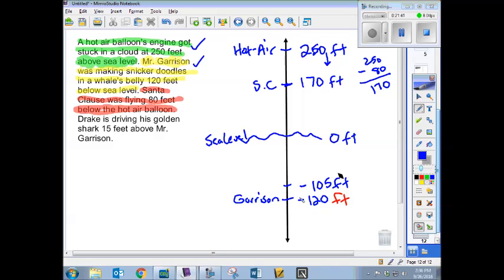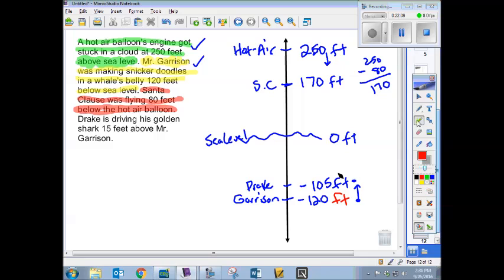Okay, so we know that Drake was above me because it says above me, and we say it was 15 feet above me. So again, it's all about subtracting the absolute values, since it's closer to zero. So I'm going to subtract 15 feet from 120. You guys see that? If this is 120 right here, 15 feet up is going to be 105. You guys all understand that? And it's negative because we're on that side of zero.